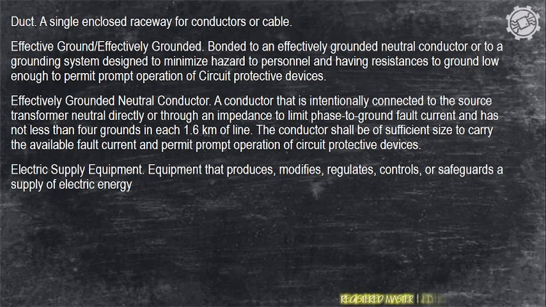Then we have electric supply equipment. Equipment that produces, modifies, regulates, controls or safeguards a supply of energy. So these are equipment on the supply side of our system. Examples of that are generator, transformer, reactors, and capacitors. Yung ating generator, they will produce or generate the electricity. The transformer could be used to modify, regulate. Then the capacitor, or for electrical control and safeguards, our breakers. So those are electrical supply equipment.